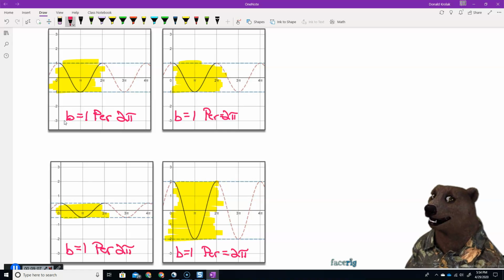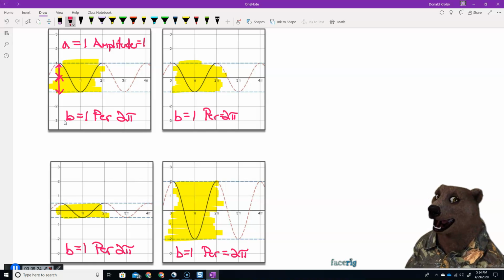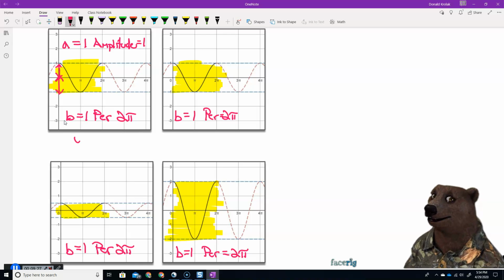Now the A value, that's our amplitude. Okay, so here A is equal to 1. So our amplitude is 1. So the equation for this first graph would be y equals 1 cosine 1x, which is just cosine x.